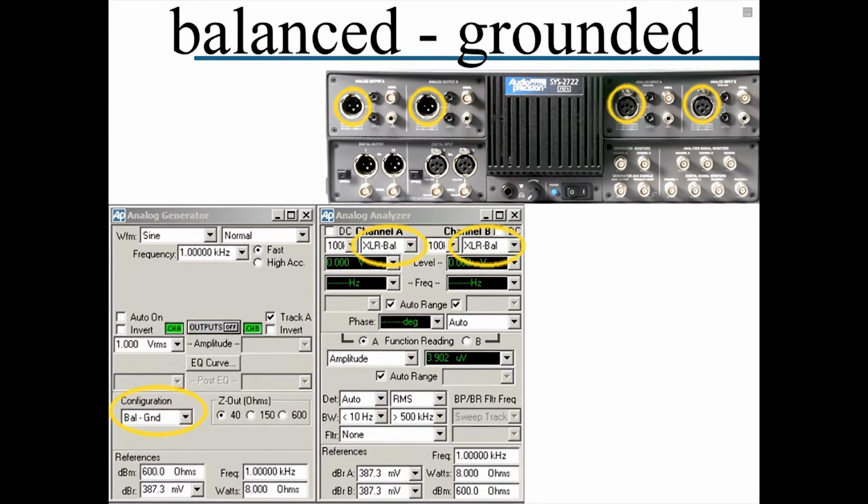When using balanced ground in audio precision instruments, connect to the XLR connectors in the analog I/O. Select the balanced ground configuration in the analog generator panel and XLR balanced in the analog analyzer panel.